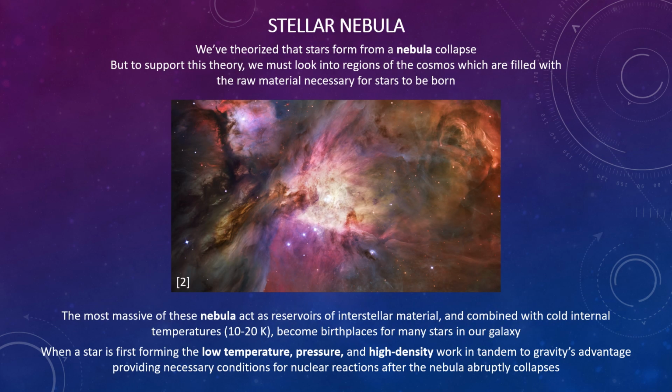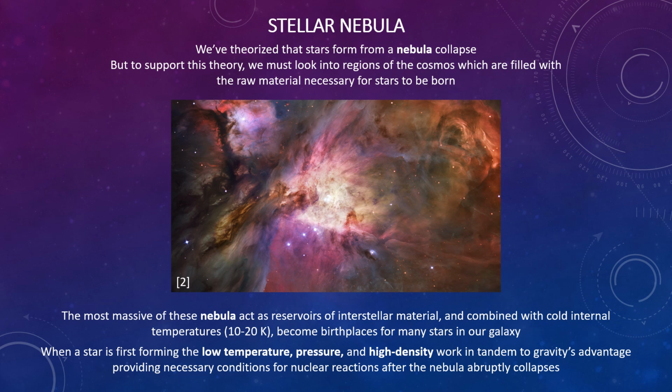So, stellar nebula are where stars are born in amongst the clouds of gas and dust. So we've theorized that stars form from nebula collapse, but if we really want to support this theory, we need to look out into space and find examples of what we've been talking about, areas that have a lot of the raw material necessary for stars to be born. The most massive of these nebulas act like reservoirs for that interstellar material that we've been talking about.